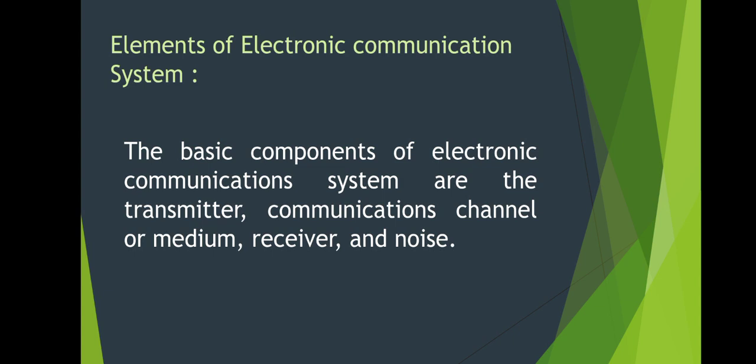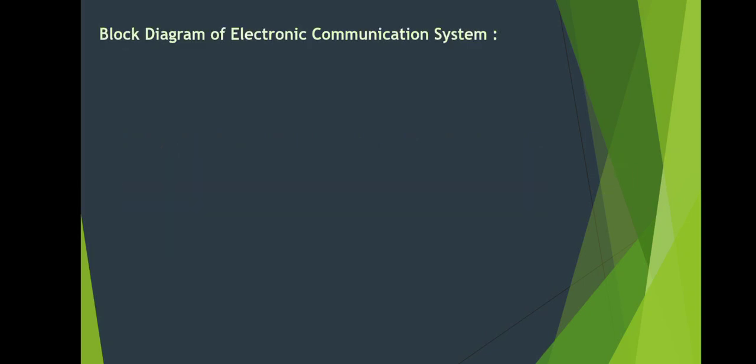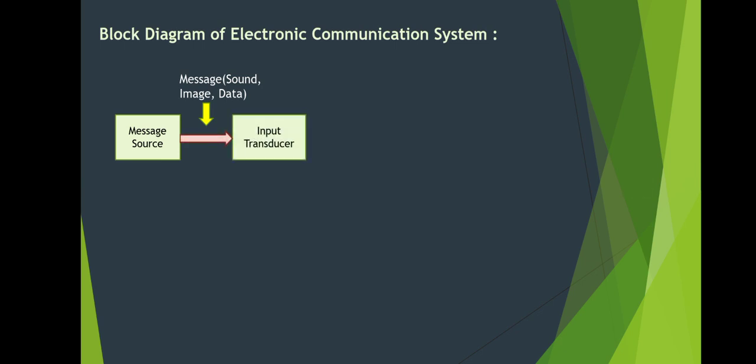So we will see elements of electronic communication system. The basic components are transmitter, communication channel, receiver and noise. Let's see block diagram of electronic communication system. The first block is message source, which may be sound, image or data. Next block will be input transducer, as we need to convert the sound, image and data to electrical form. That's why input transducers are used.